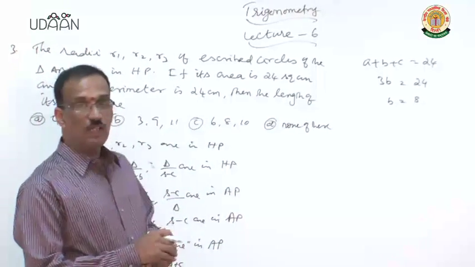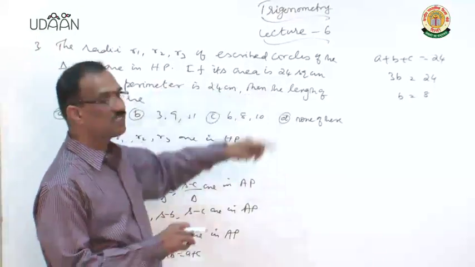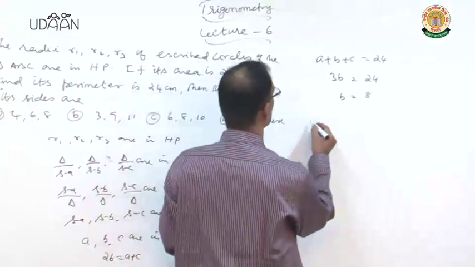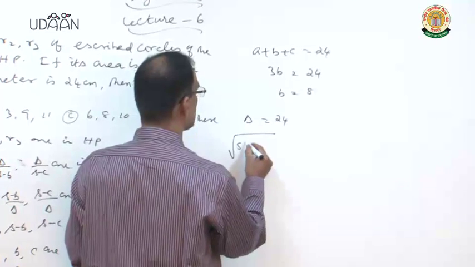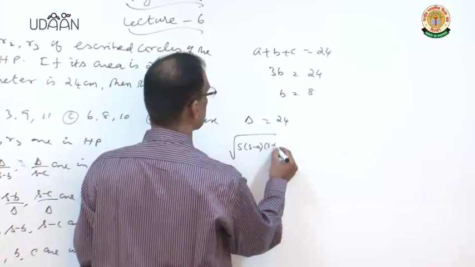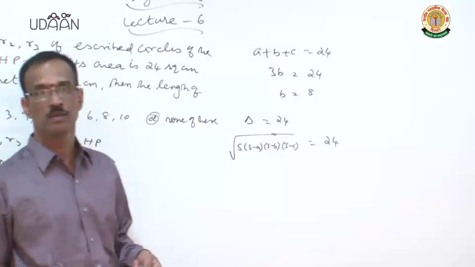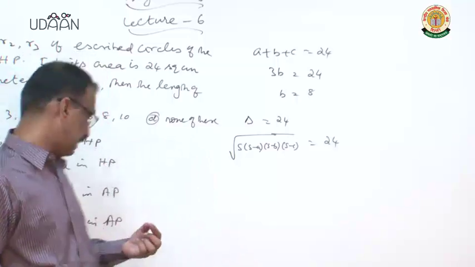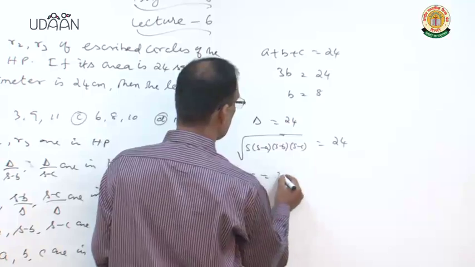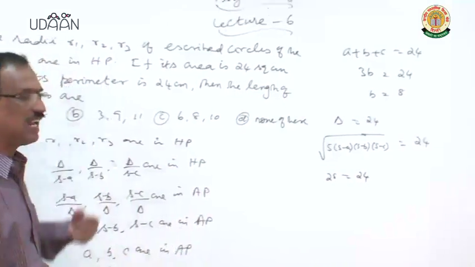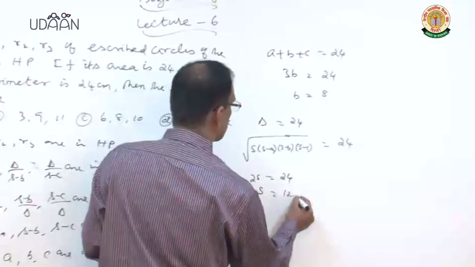So, now we got the value of B equal to 8, and what else is given? Area is given. So, area means what? Del equal to 24. Del is root of S into S minus A into S minus B into S minus C equal to 24. So, before that, what is S? The 2S is given, that is the perimeter is given, 24. A plus B plus C is 2S. So, therefore, S is equal to 12.